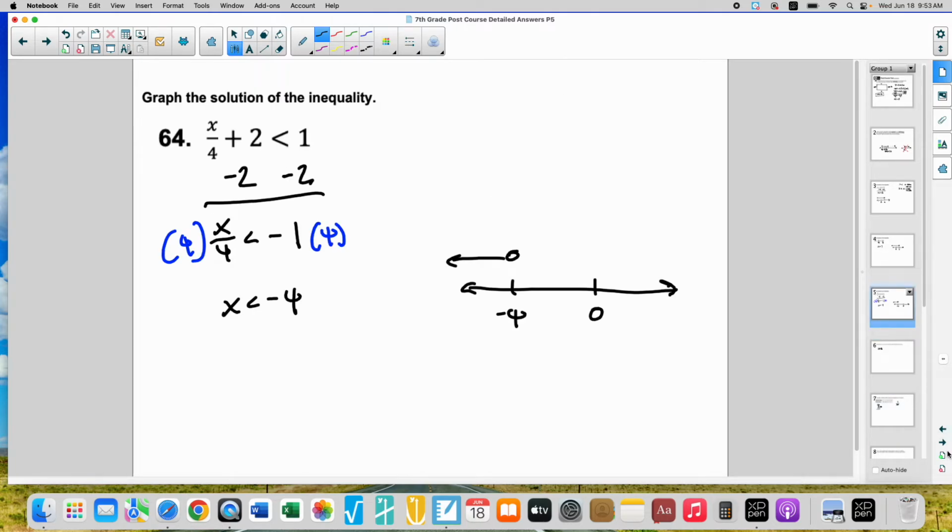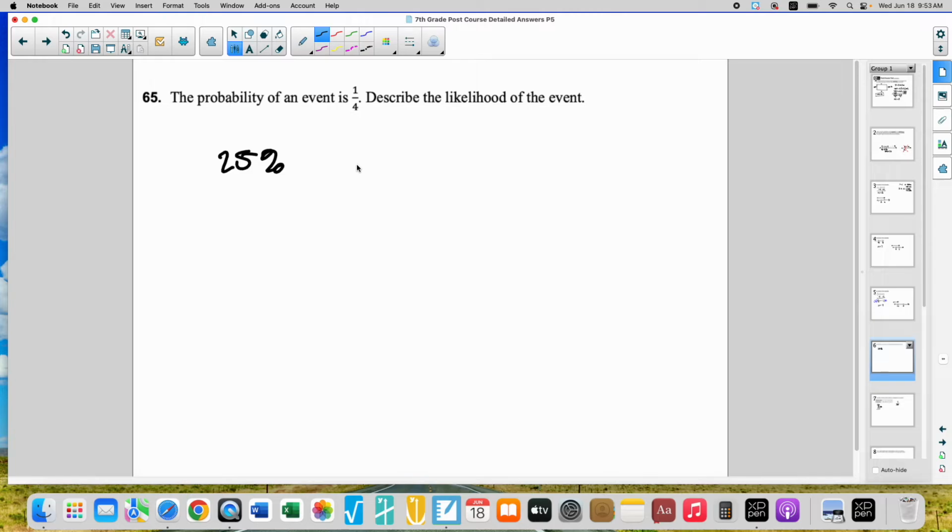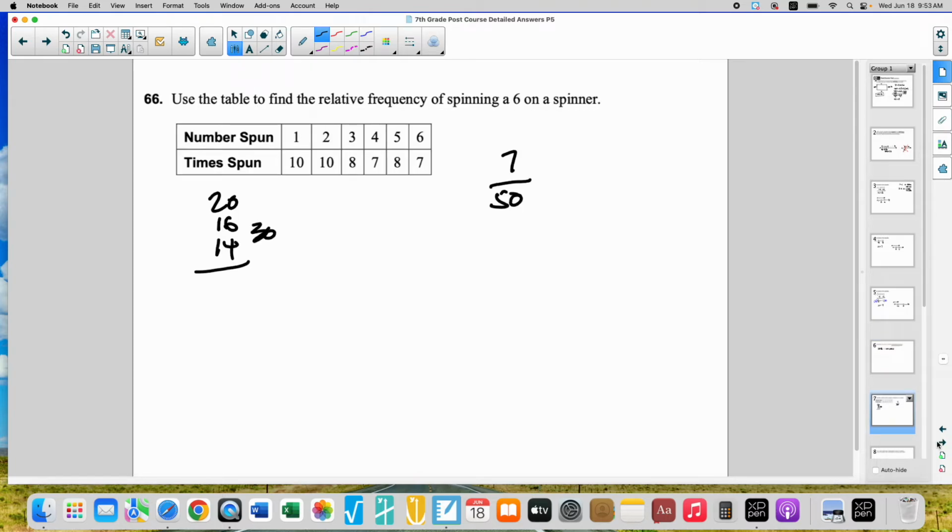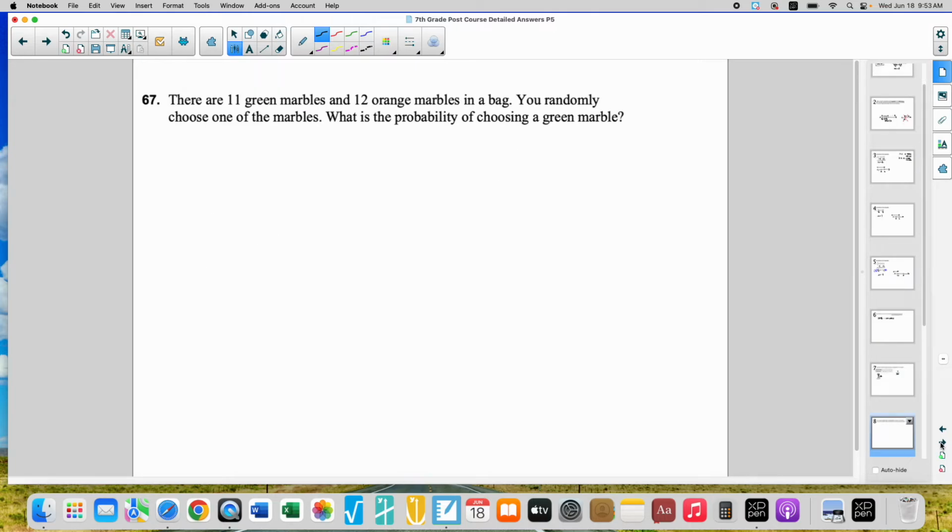They reversed it. Isn't that interesting? 25%, which is the likelihood, would be unlikely. That makes more sense. If it's only 1 in 4, 25% is unlikely. Isn't that interesting? So relative frequency is 7/50ths. That's correct.